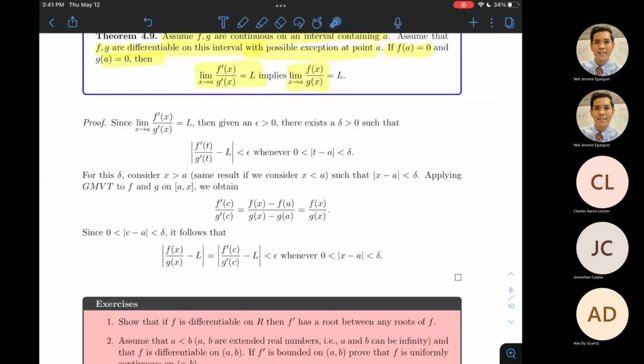I will use the definition of the limit for f prime over g prime. Dahil yung limit ni f prime over g prime as x approaches a ay equal kay L, then given any epsilon greater than 0, we are sure that we can find a delta greater than 0 such that for any number t, nag-change lang ako ng variable instead of x, ginamit ko si t. Kasi ginamit ko yung x dito sa original problem eh. So, gumamit ako ng dummy variable t.